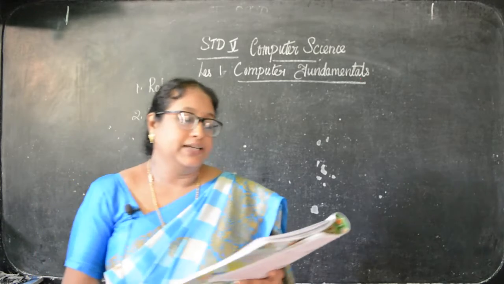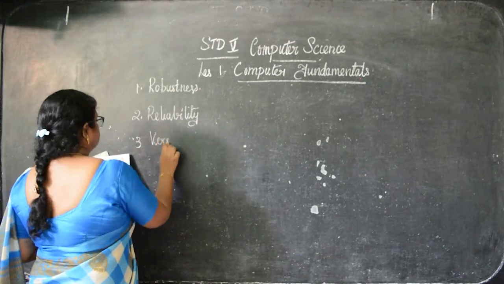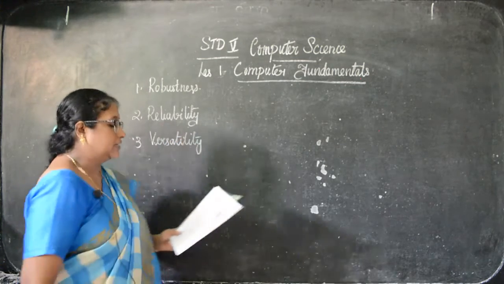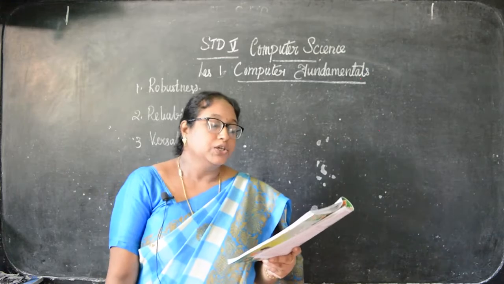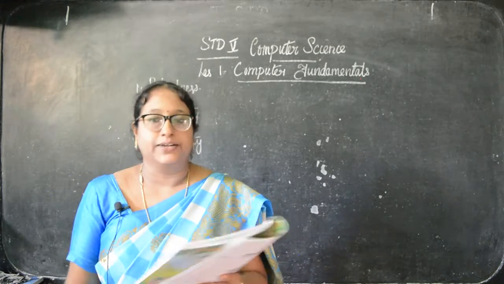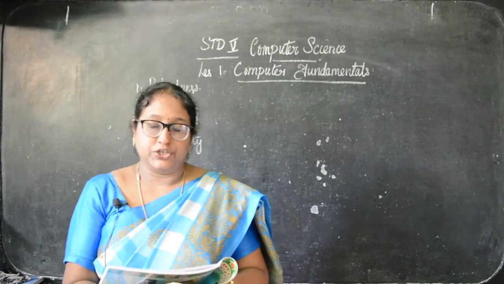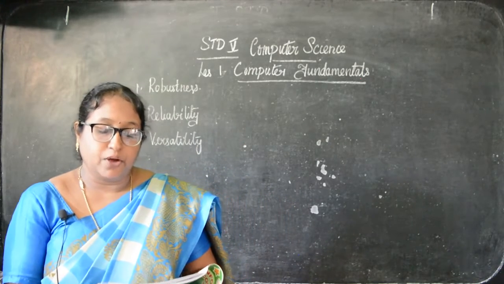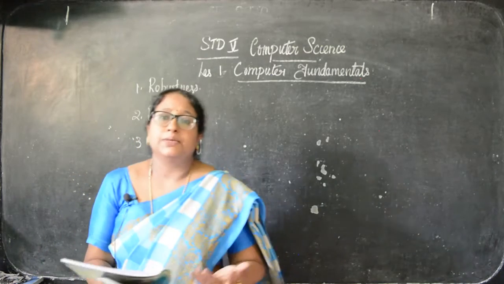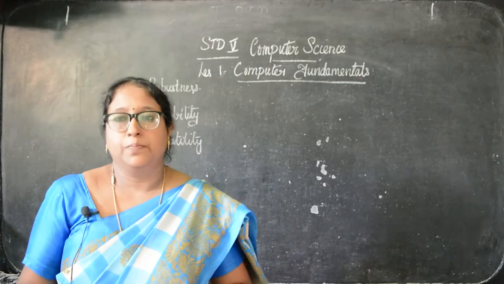Okay, children, the next is versatility. Versatility is, computers allow easy duplication, that is copying, or modification of data. So computers allow easy duplication or modification of data. Computers can perform multiple, that is many, tasks at the same time. So computers can perform multiple tasks at the same time. Each, that is, at one time itself, many tasks you can perform.